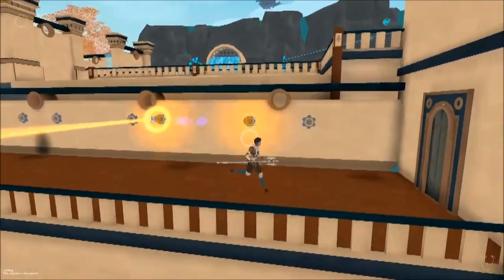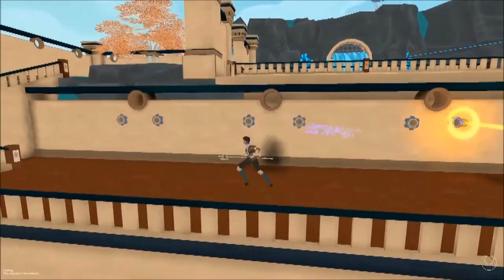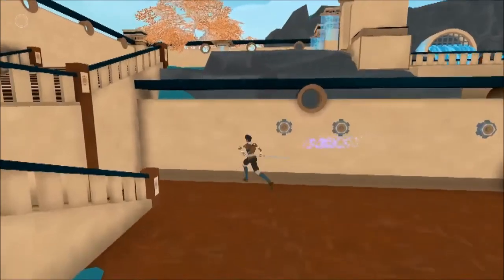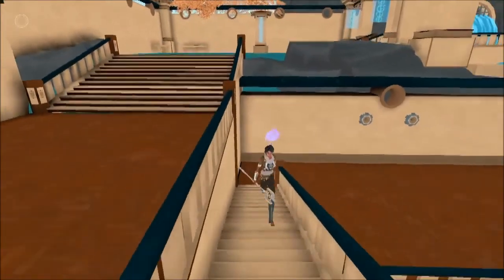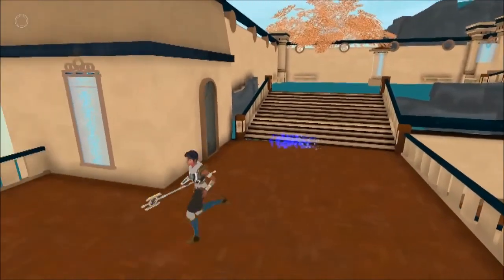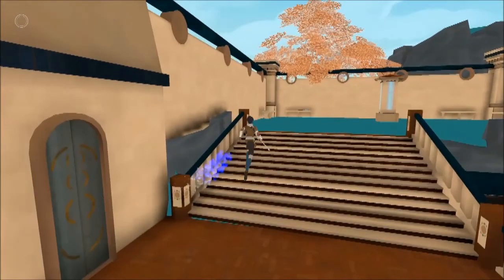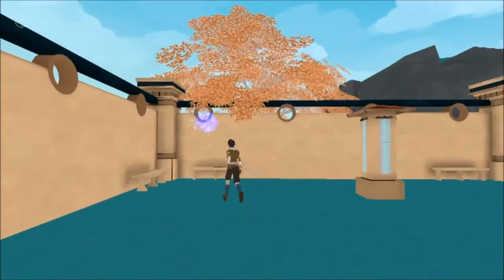Now which way do we need to go? Not that way. This way. There we are. Anything over here? No. I am liking this.